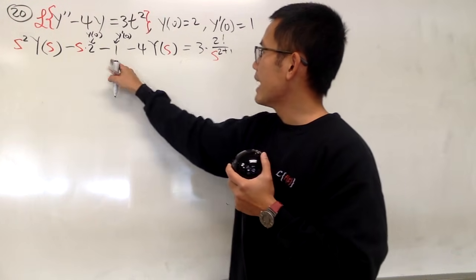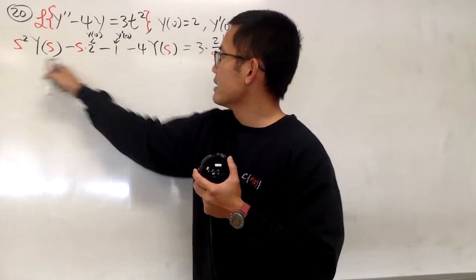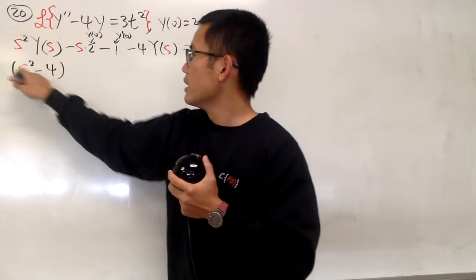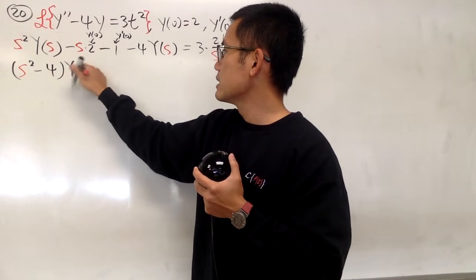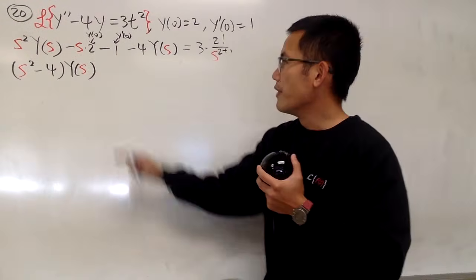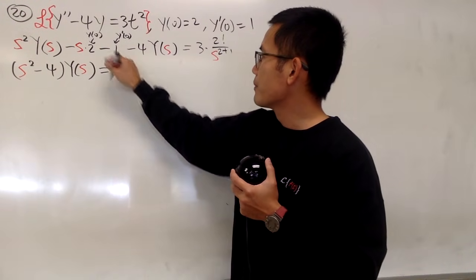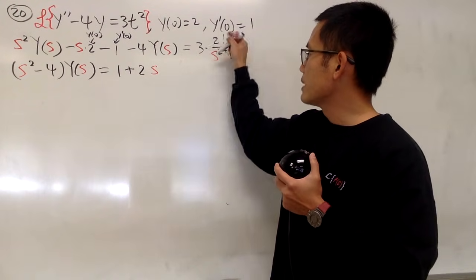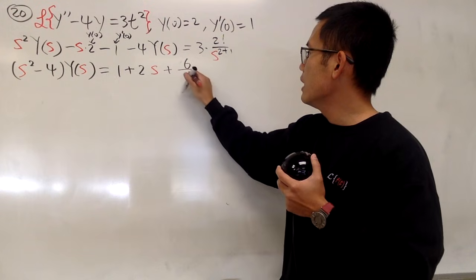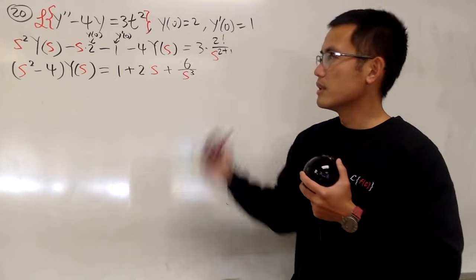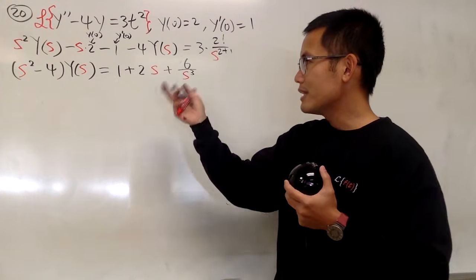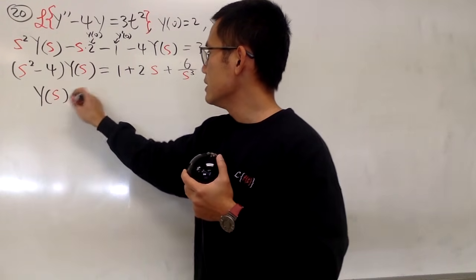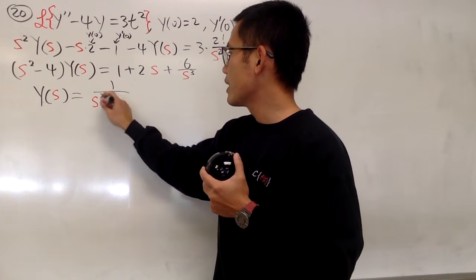All right, this and that has to go to the other side. And this and that, we will just factor it. So we have s squared minus 4, and then capital Y of s. Okay? And then this and that go to the other side. So we have 1 plus 2s, and this and that, 3 times that is 6 over s to the third power, like this, right? And then we have to divide everybody by the s squared minus 4. So Y of s is equal to 1 over s squared minus 4.